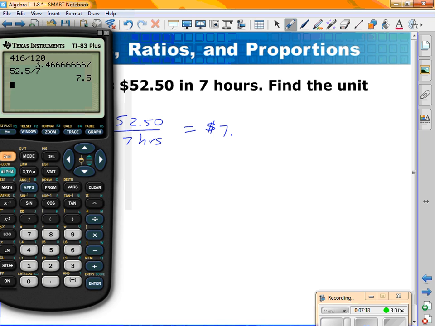This means Corey got paid $7.50 per hour. You can put the slash, and that means per hour, or you could put $7.50 per hour. They both mean the same thing. Most people do the slash because it's a lot quicker.